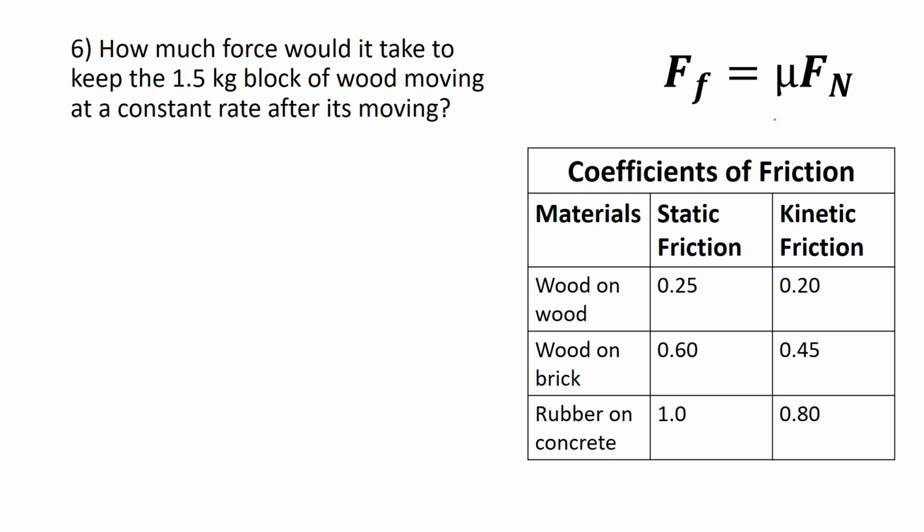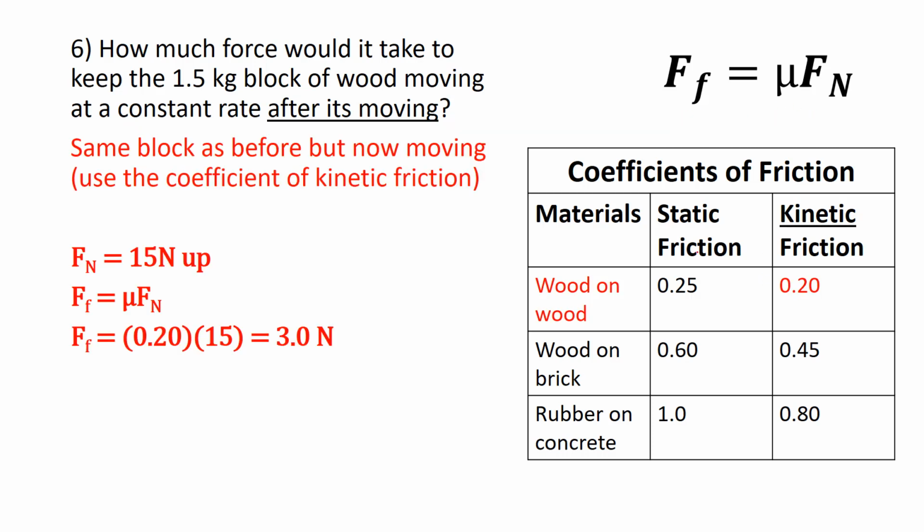So we go to the same equation, but now we have kinetic friction. We have the same normal force because it's the same 1.5 kilogram block. So you have your normal force of 15 newtons up. We're going to plug that in right here. And we're going to take our kinetic friction, plug that in right there, and we get 3.0 newtons of force, which would be the force of friction once the object is moving.